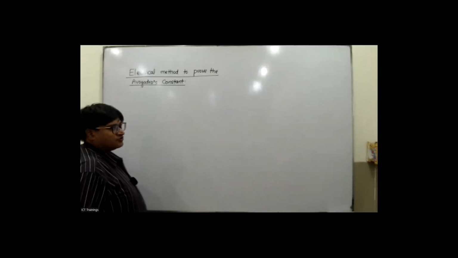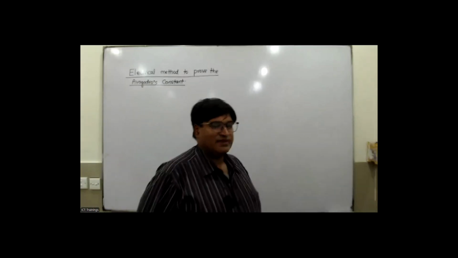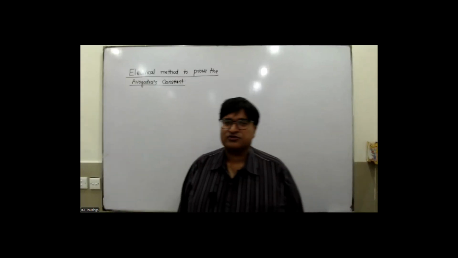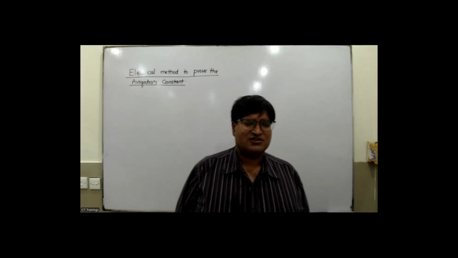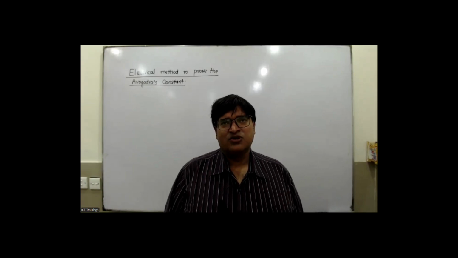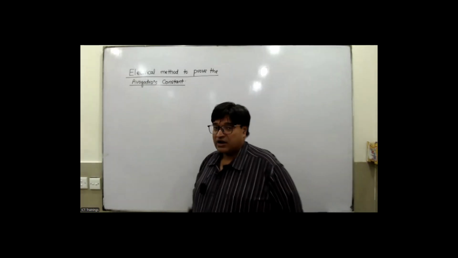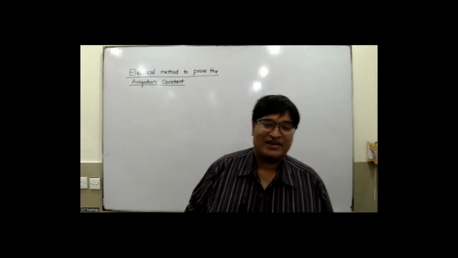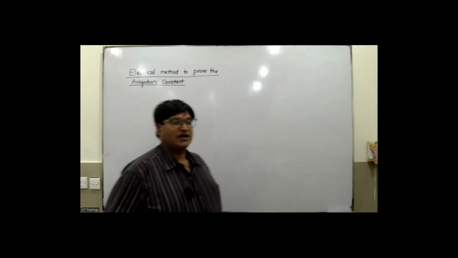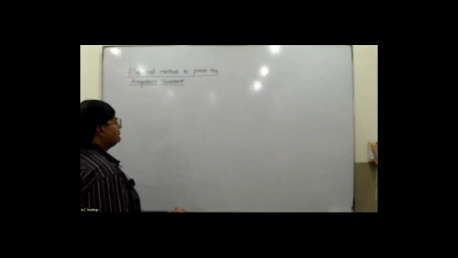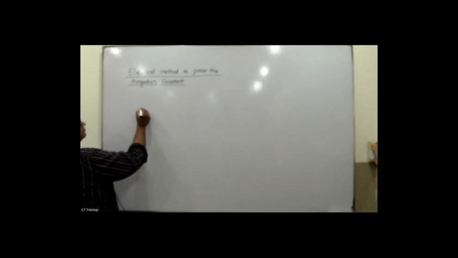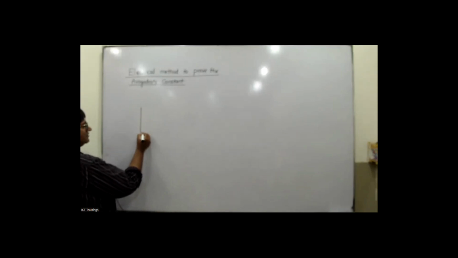Okay. So we are going to start with the electrical method to prove the Avogadro's constant. You know that Avogadro's constant has a constant value, 6.02 times 10 raised to the power 23. But now we are going to prove that its value is 6.02 times 10 raised to the power 23. For that purpose, my dear, we have to do an experiment.